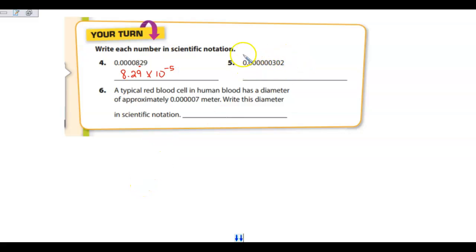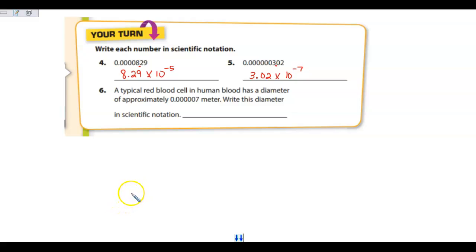When I look at this one, where's the decimal going to go? Between the 3 and the 0 following it. So I'm going to have 3.02 times 10 to the, how many places did it move? 1, 2, 3, 4, 5, 6, 7. So negative 7th power.